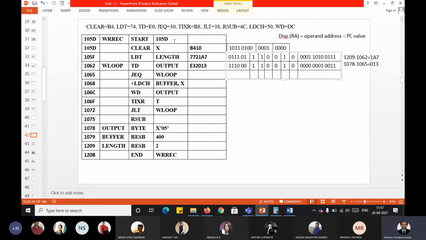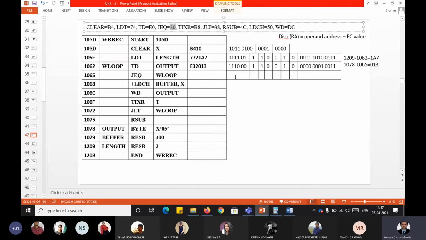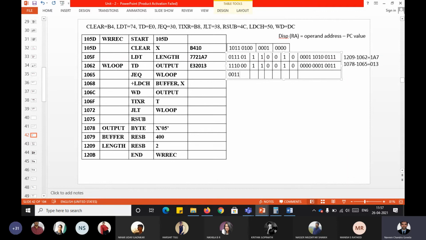What is the opcode of JEQ? You can see it is 30. So 0011 is 3 and 0 is 30. Followed by, it is neither immediate nor indirect. It is not using X either, and it is format 3. Now find the displacement. How to find the displacement? The operand address. What is the operand here? It is WLOOP. I repeat, the operand is WLOOP. So what is the address of that WLOOP?